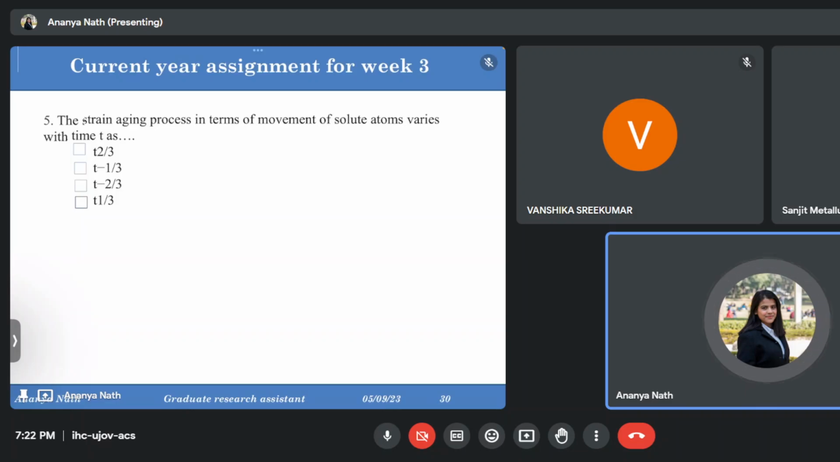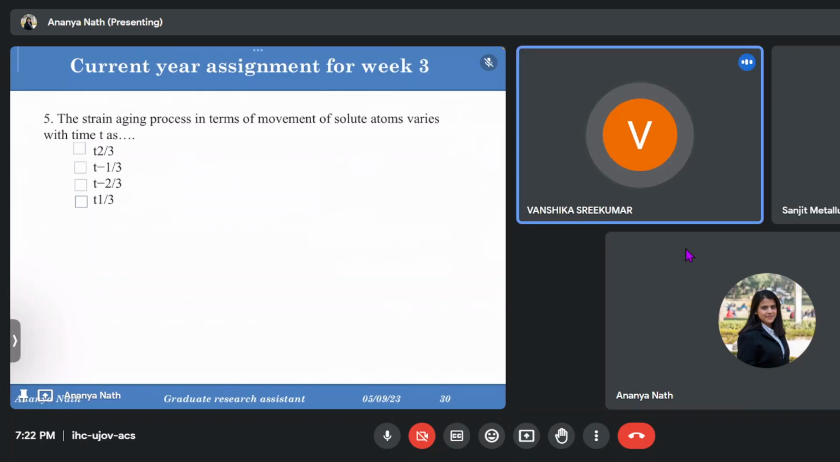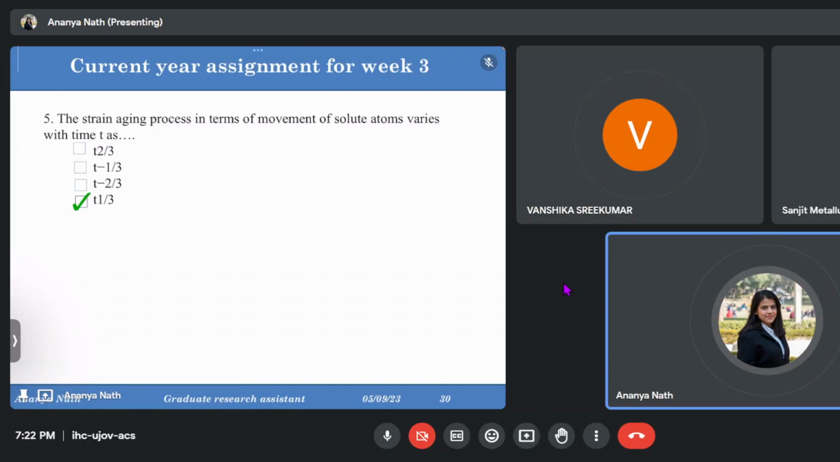The strain aging process, in terms of movement of solute atoms, varies with time t as... No, is it t power minus 1 by 3? I'm not sure, it's the formula I remember. Okay. Yes, t power 1 by 3. t power only 1 by 3.